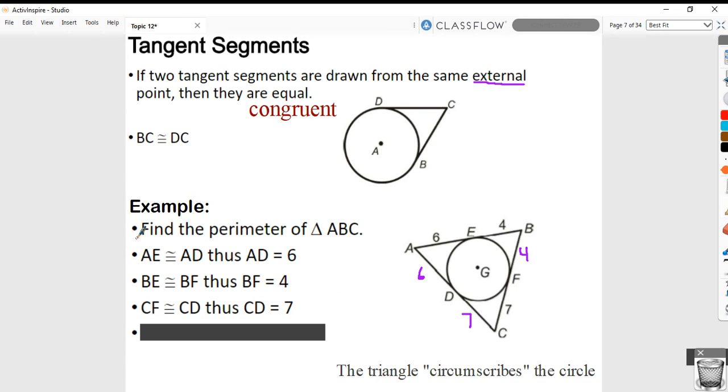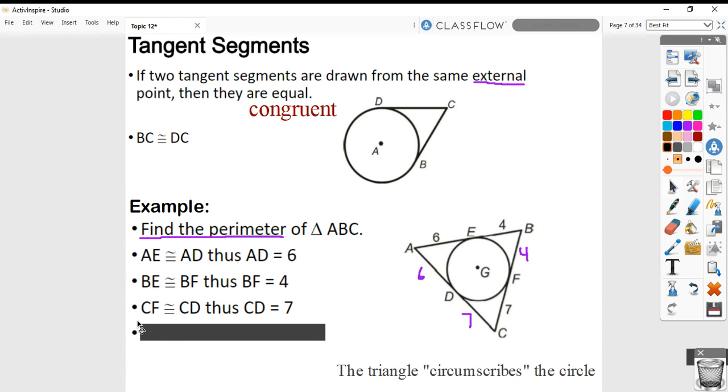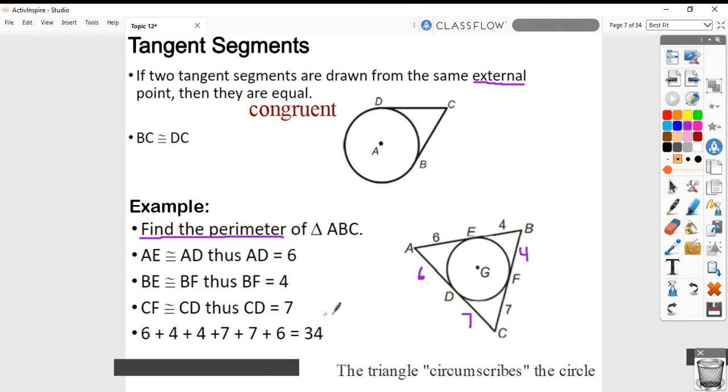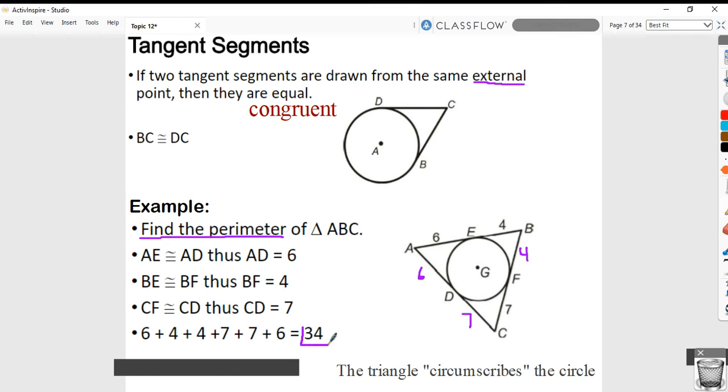So to answer our question, don't lose sight of your question. Find the perimeter of this triangle. All you got to do is add up all these side lengths. 6 plus 4 plus 4 plus 7 plus 7 plus 6. That's all we're doing here. And when you add all of that up, it gives us our final answer, 34. All right, 34. That's what we're working with here. That's how it's going to go.